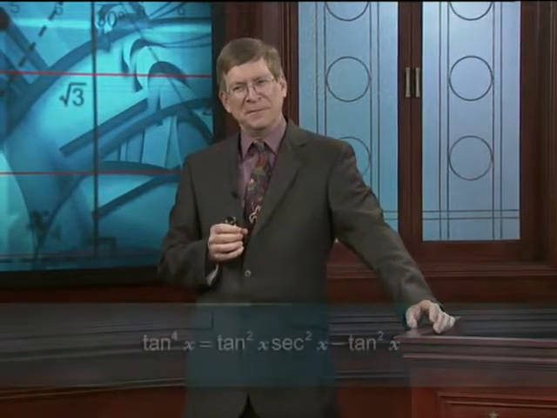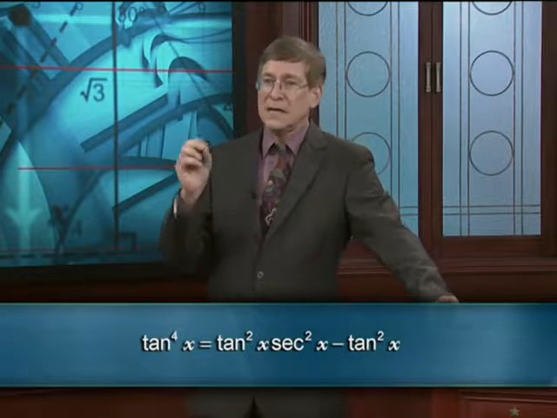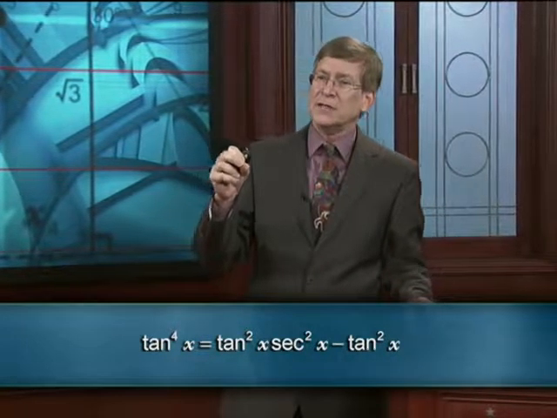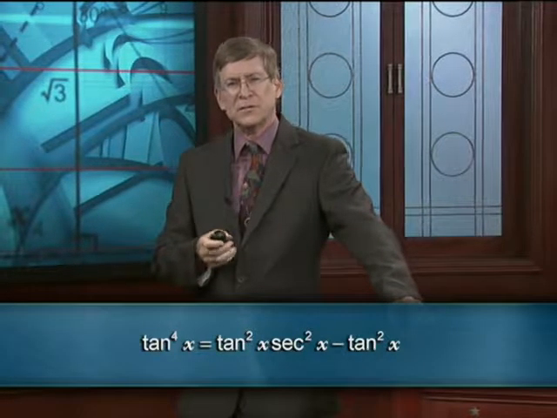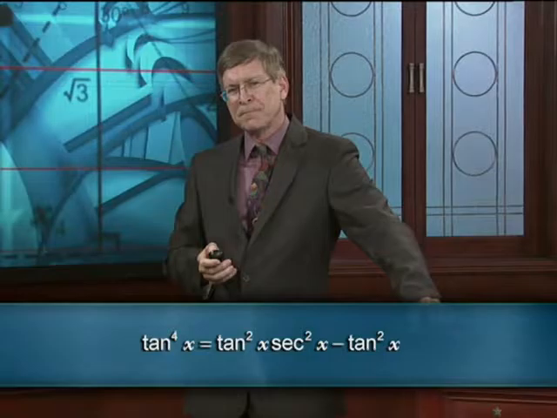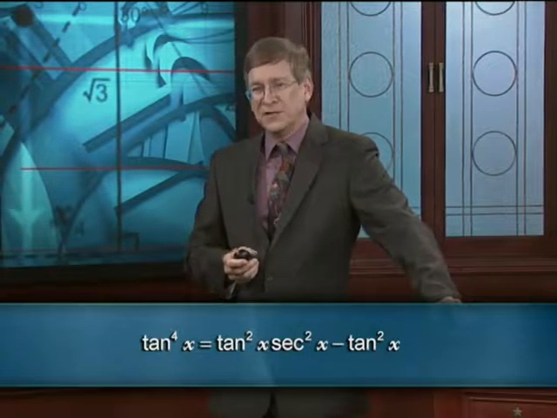Let's show an example from calculus again. I picked this problem out of a calculus book. And it said the following, that tangent to the fourth of x equals tangent squared x times the quantity secant squared x minus tangent squared x. Do we believe that? Is that an identity? Can we prove that? Well, let's try it.